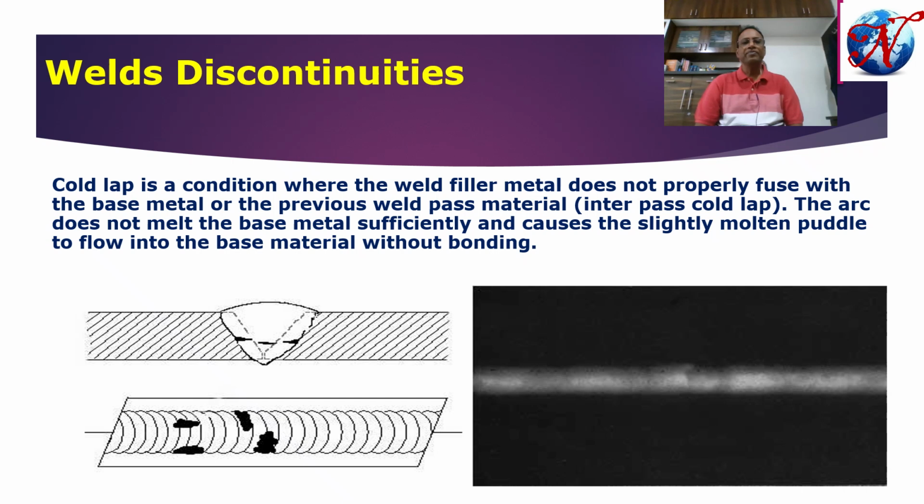First of all, we will discuss the cold lap. Cold lap is the condition where the weld filler metal does not properly fuse with the base material or the previous weld pass material, that is the interlap cold lap. The arc does not melt the base metal sufficiently, and because slightly molten fluid flows onto the base material without bonding, in radiography it will appear as white patches in the center of the weld.